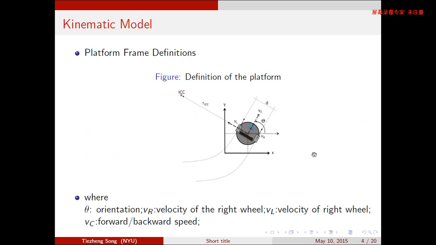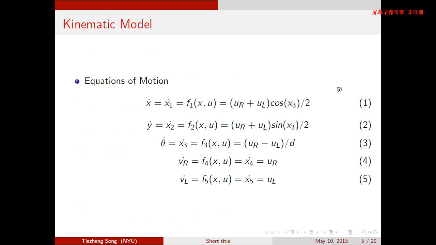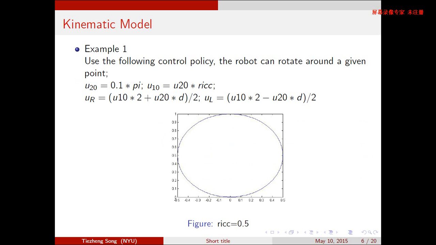So from this picture, the dynamics of the system can be written in these 5 equations. Now I will give an example about how to make this robot rotate around a given point. This is the control input. If we follow these control policies, this robot will rotate around the point with radius equal to 0.5.